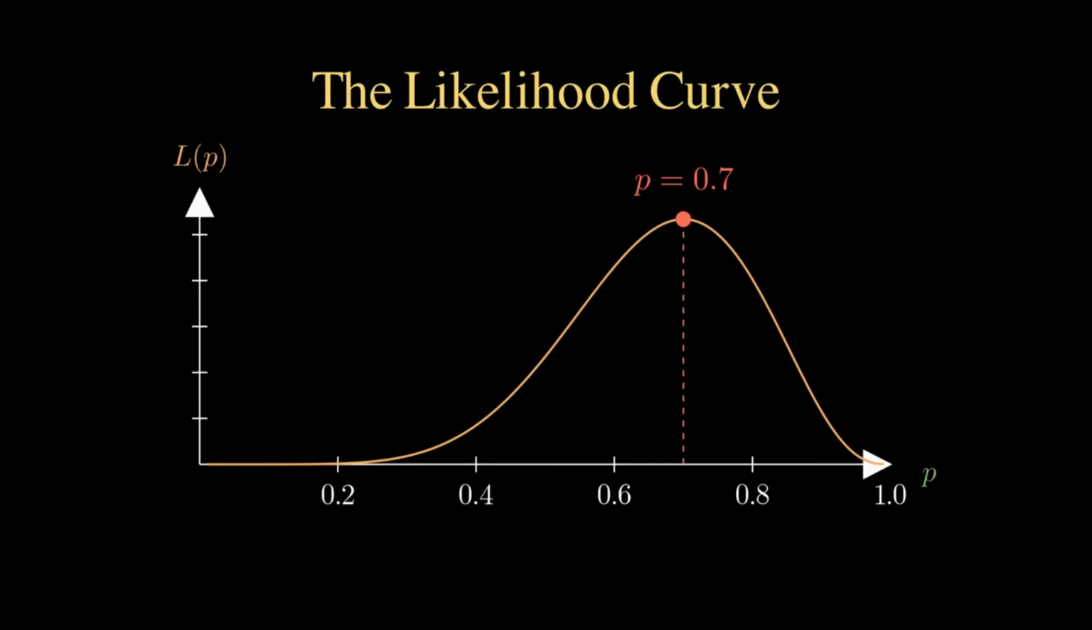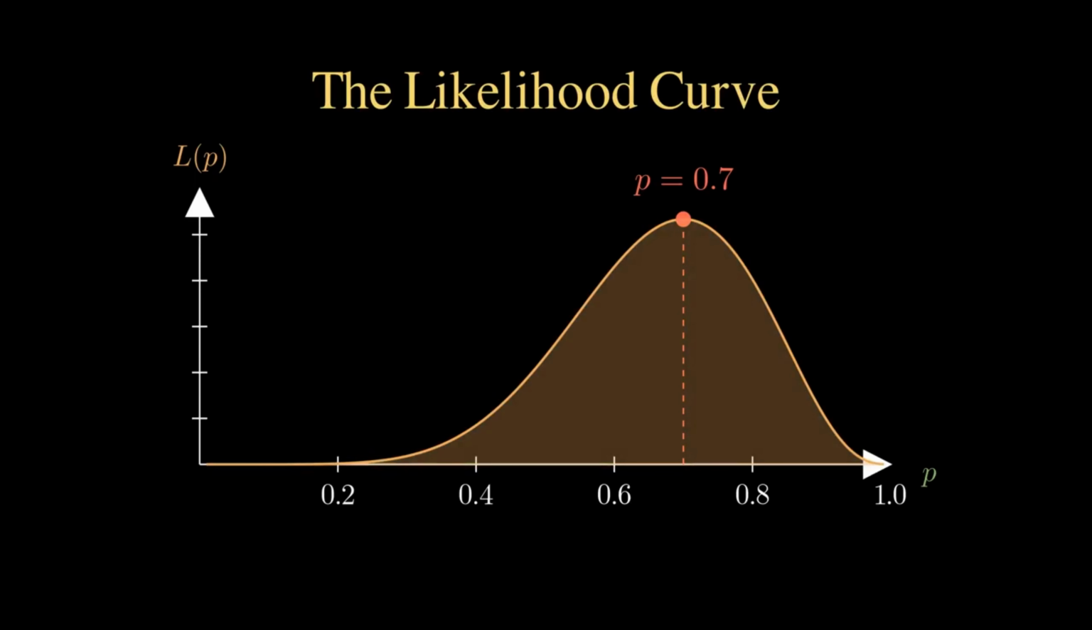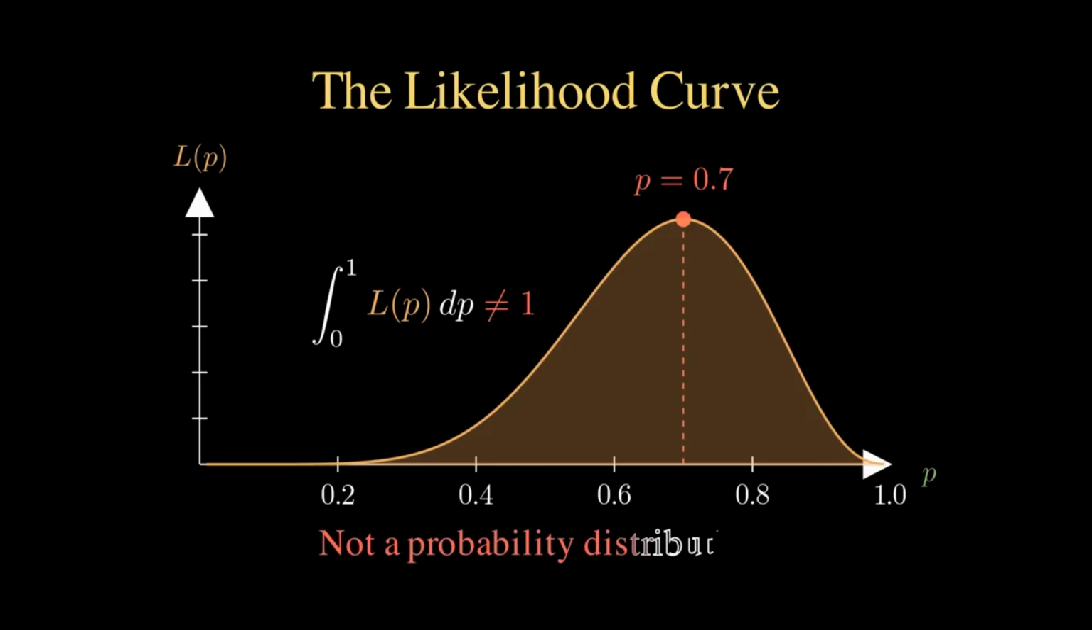But here's the crucial thing. If you compute the area under this curve, it does not equal 1. The likelihood function is not a probability distribution. It doesn't tell you the probability that P has a certain value. It tells you how well each value of P explains the data.